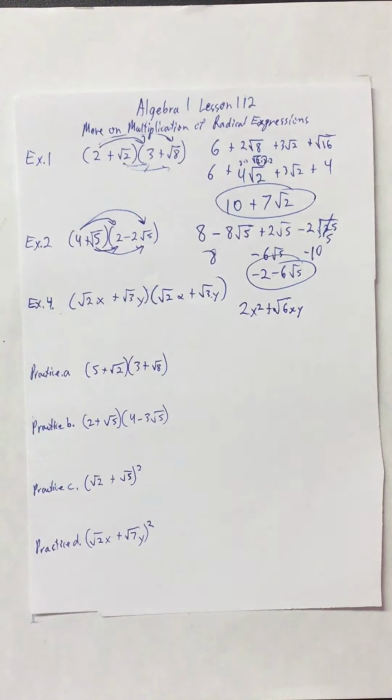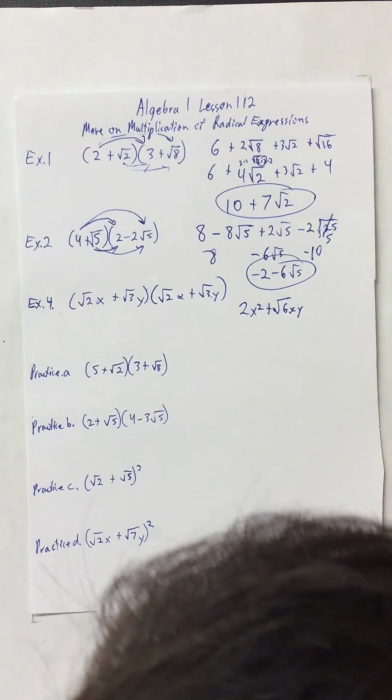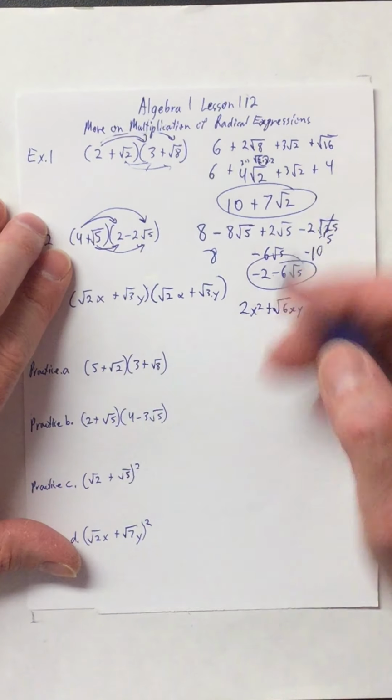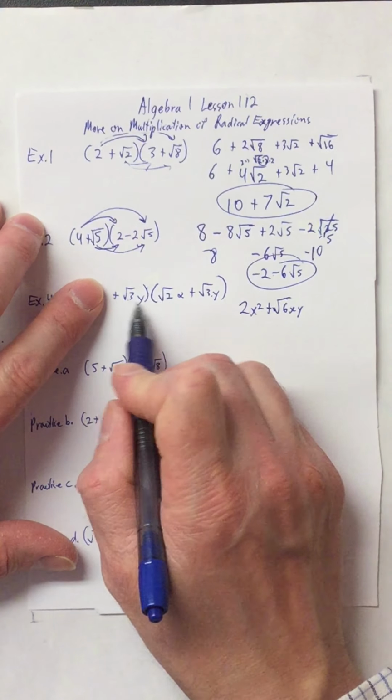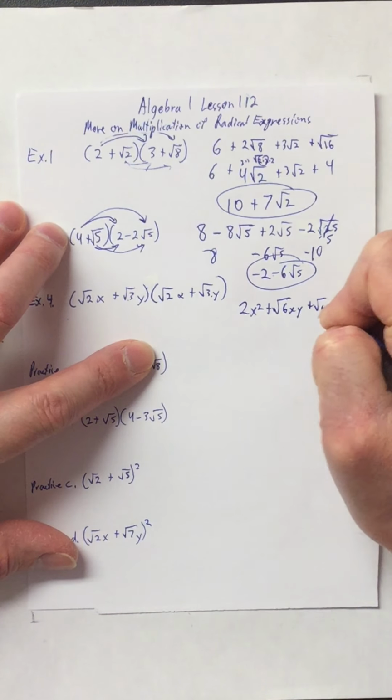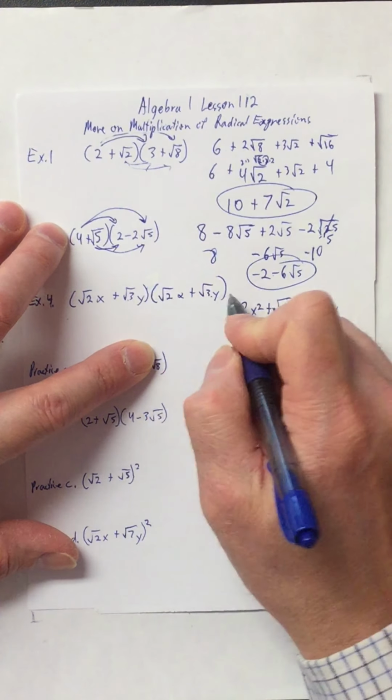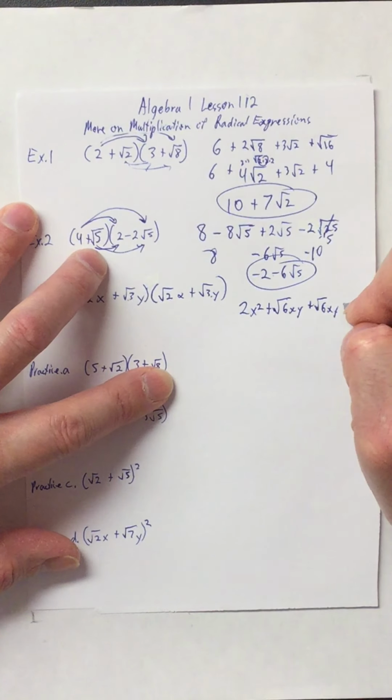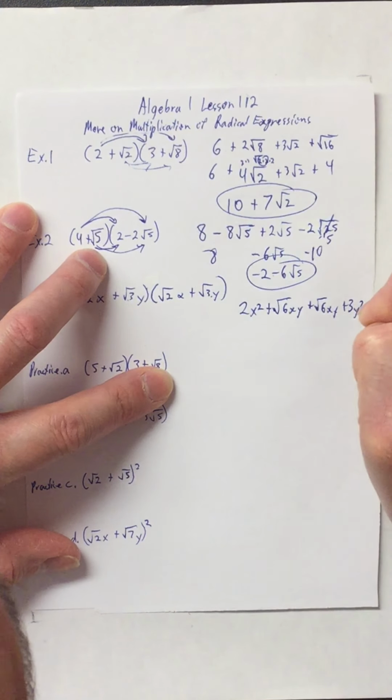This one's a little more difficult because we're working with variables, and it's not as intuitive as just the straight numbers. All right, let's multiply the second terms. This times the first one there, which is plus square root of 6xy. And then my last 2 multiply square root of 3 times square root of 3 is 3, so plus 3y squared.